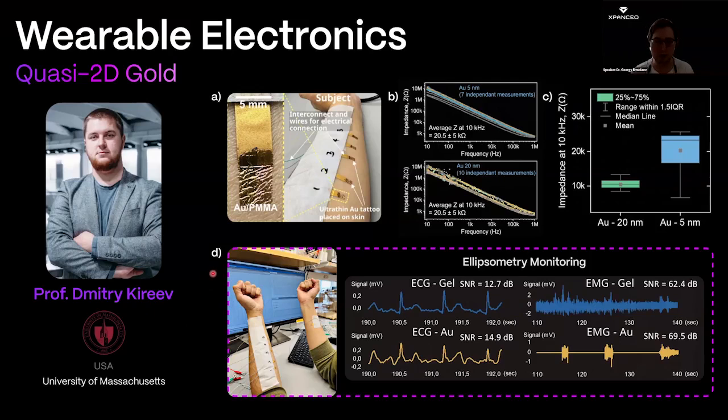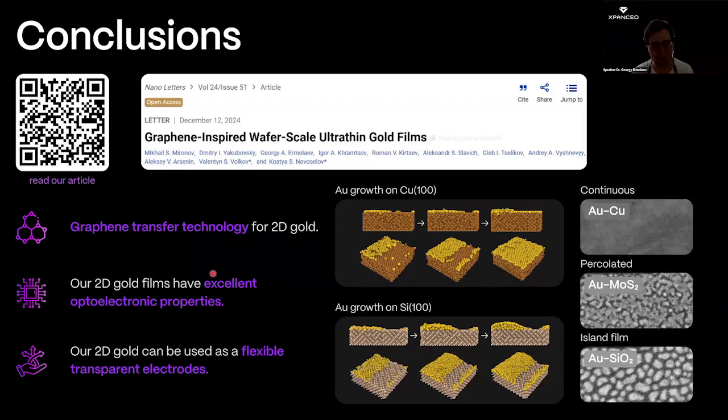And to conclude, I think I persuaded you that graphene transfer technology works really nicely for two-dimensional gold. So basically, two-dimensional technology is not only applicable to two-dimensional materials, it can also be applicable to other materials like gold. And we also demonstrate that using this technology, we provided two-dimensional gold with excellent optoelectronic properties, one of the best, and as a result, we use them as flexible transparent electrodes in different applications in space technologies, in OLEDs, and also in medicine applications.